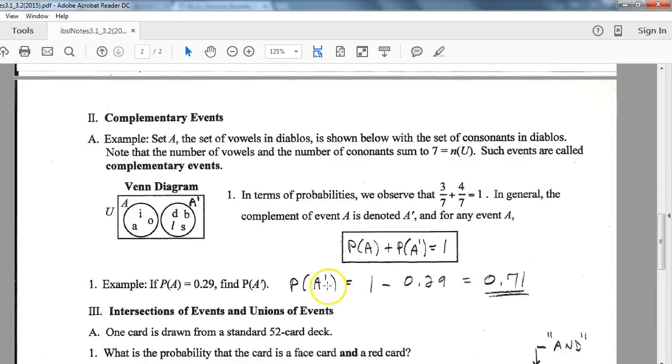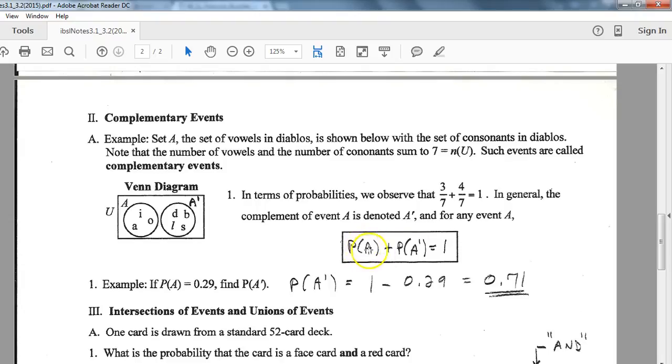Complement events, a really simple concept. A complement event is just the opposite of what you want. So if we ask, what's the probability of a certain event happening? The complement event would be the probability of it not happening. And you can see those should always add up to 1. Just logically, that should make sense.